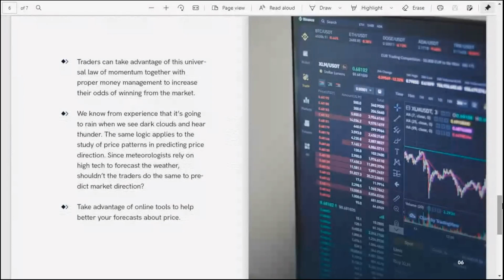Because even in real time, meteorologists rely on high tech to forecast the weather. You should do the same by going to your technical analysis and understanding it better. That is why you need to take advantage of online tools to help you better your forecast about price. Do we all understand the concept now? Take advantage of online tools to forecast price when you are analyzing. Understand that if price is acting a bit shady, something wants to happen. Take advantage of momentum to make profits in the financial markets.